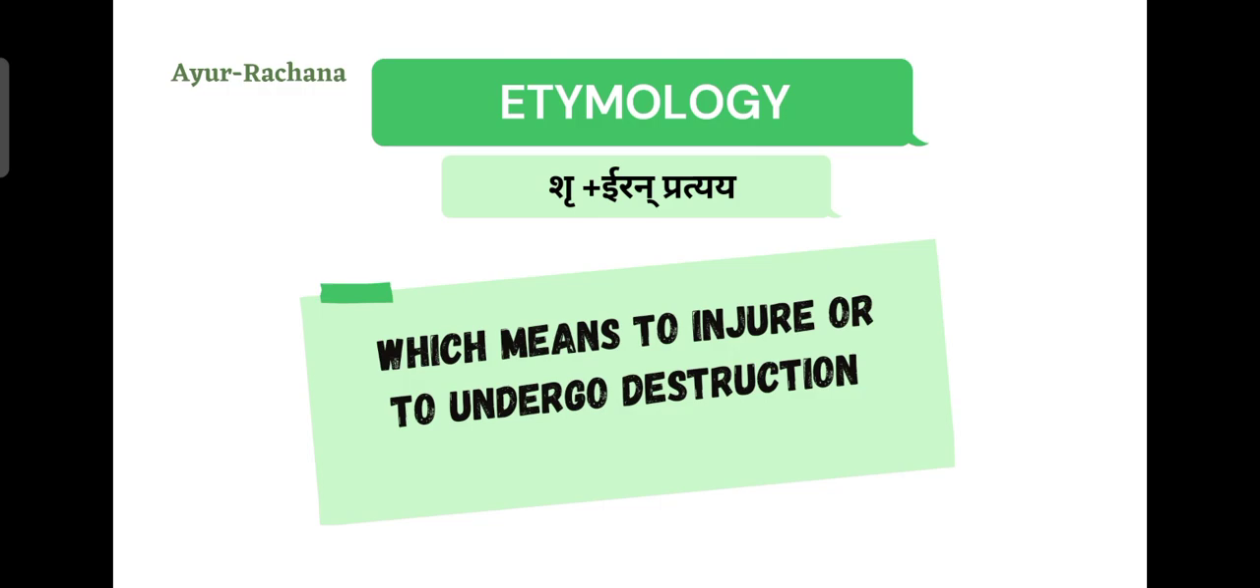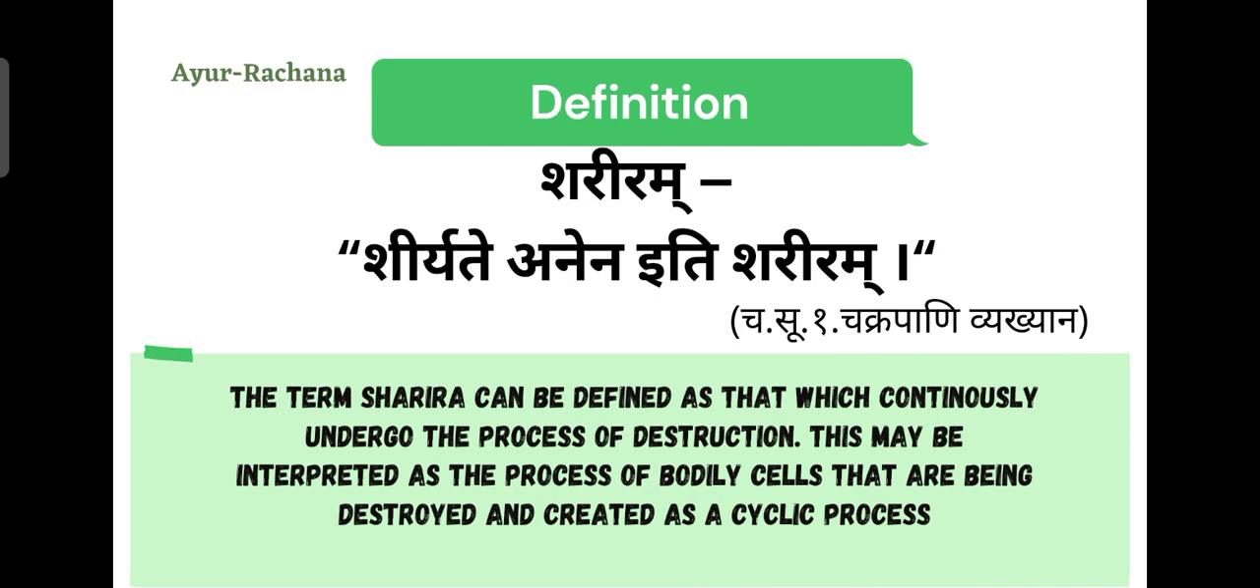So you'll be thinking, we are talking about Sharira and now I'm talking about destruction. So why is it like that? It is a little contradictory statement, right? That will be clarified in the next sloka where we define Shariram, and the term Shariram can be defined as Shiryate anena iti Shariram. According to Charaka Sutrasthana first chapter, the Sharira term has been defined as Shiryate anena iti Shariram.